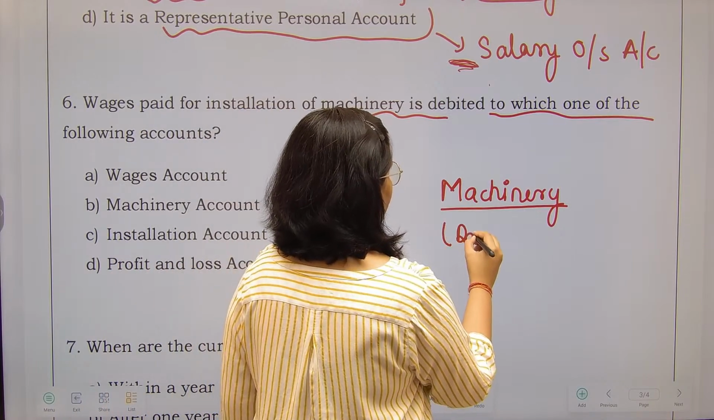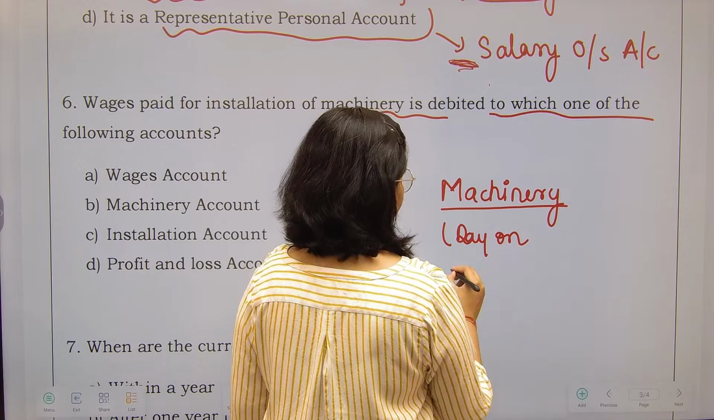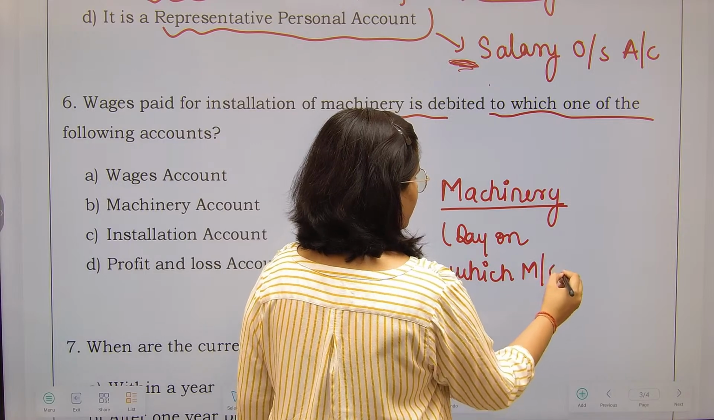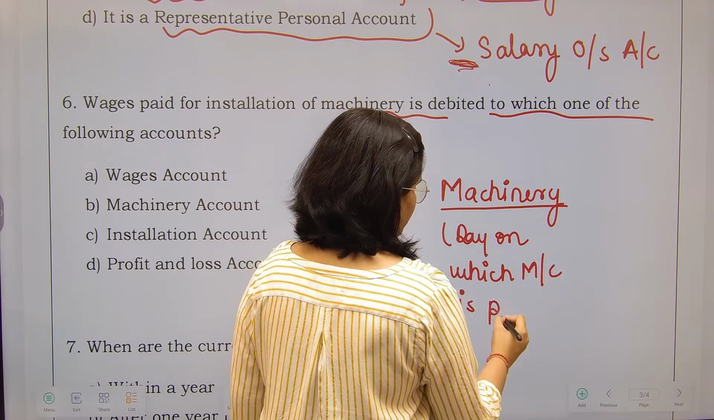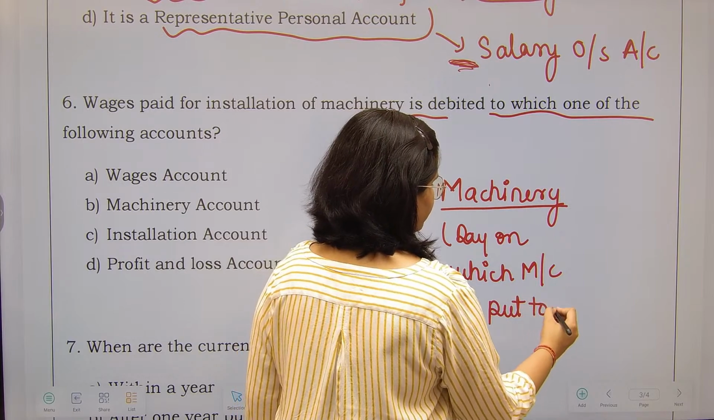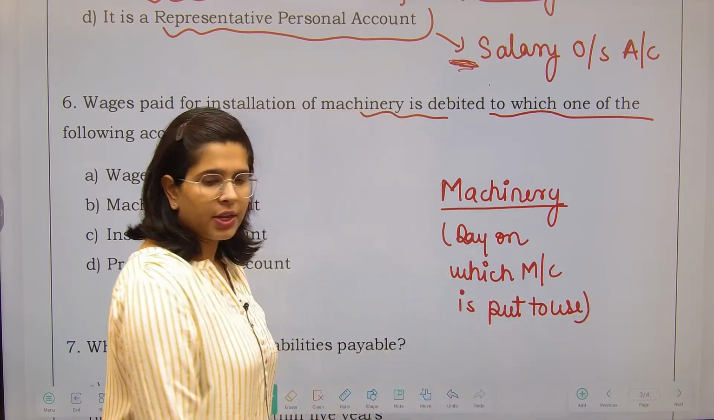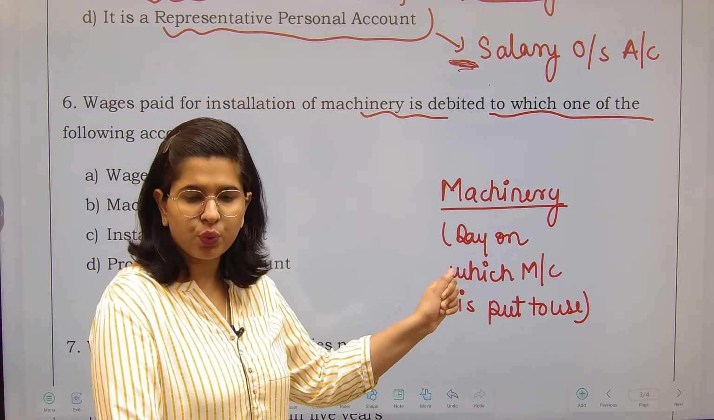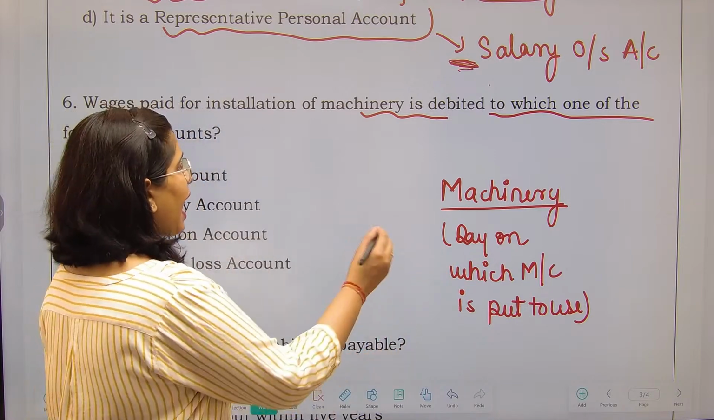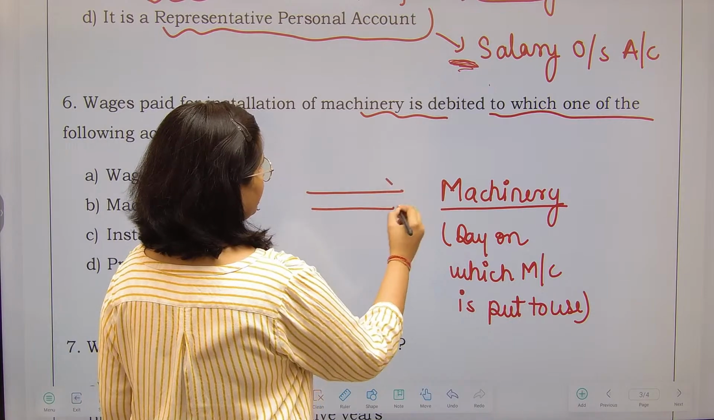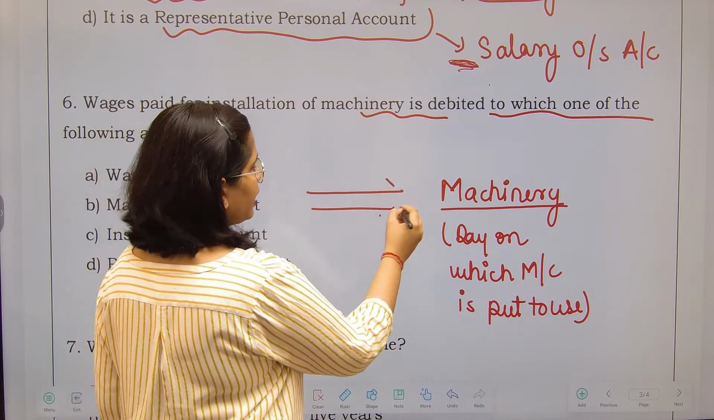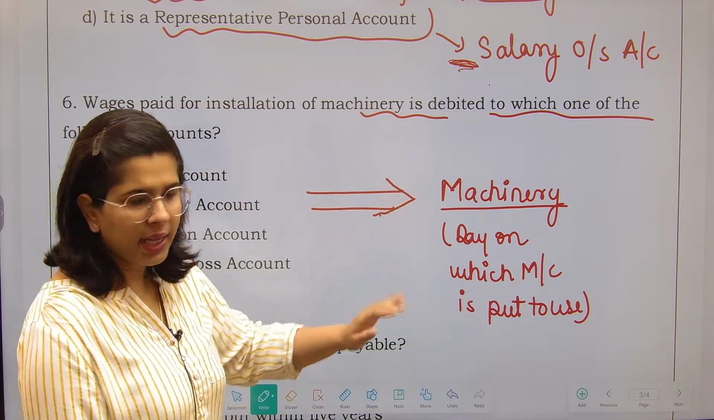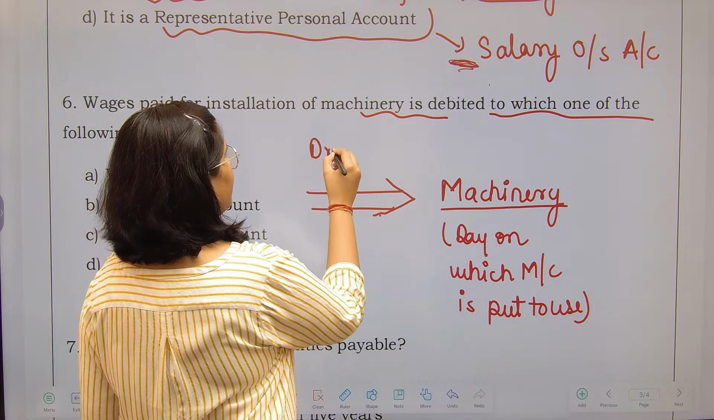The day on which the machinery is put to use. The day installation is finished, your machinery is ready to use. Now whatever expenses have been incurred before this, that means till your machinery is not ready, they will be debited in machinery.